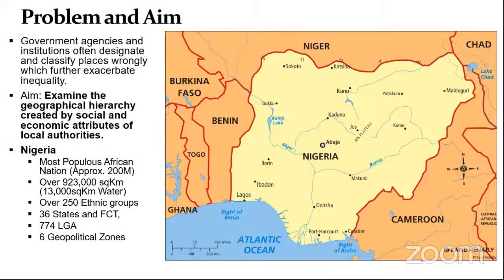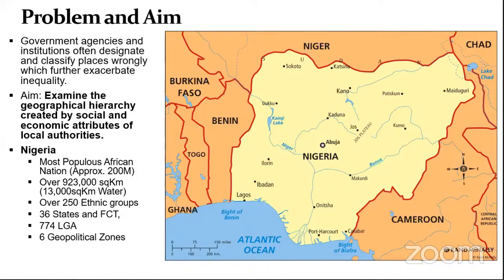In government agencies and institutions in Nigeria, there is usually this dichotomy of rural local government and urban local government. With this dichotomy, the flow of resources and projects also goes in the same direction. So the aim of this work is to look carefully at the geographical hierarchy created by social and economic attributes of the local authority, with the intention of using this to convince decision makers that there is a need to go beyond the dichotomies that we always adopt.